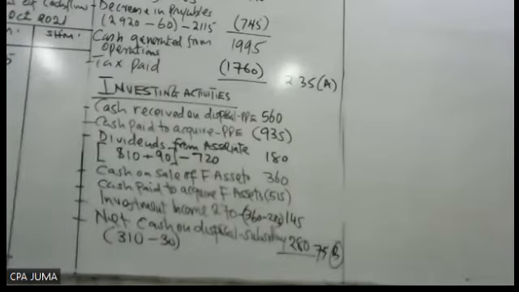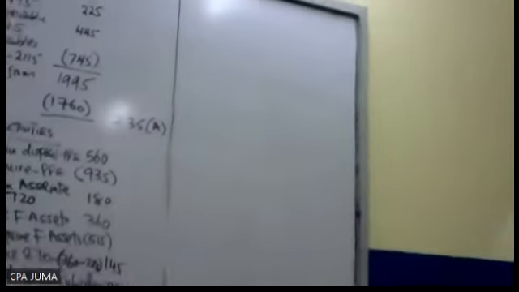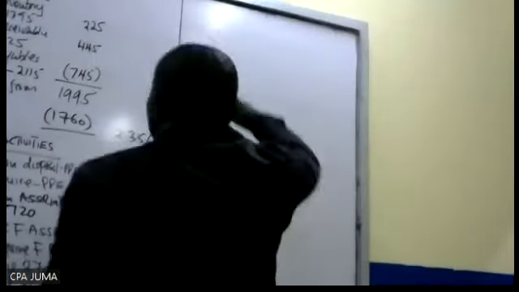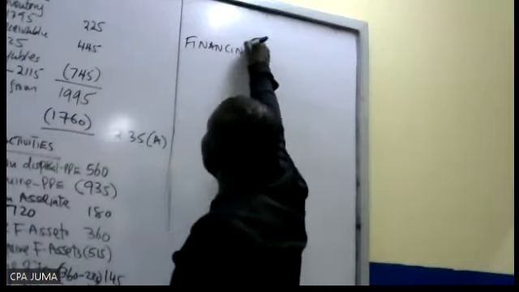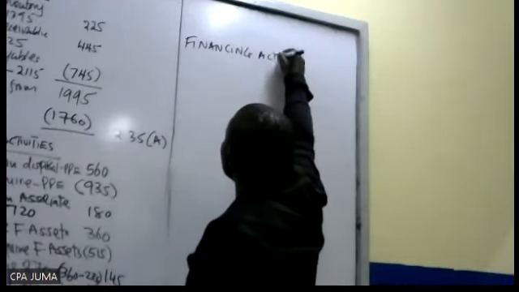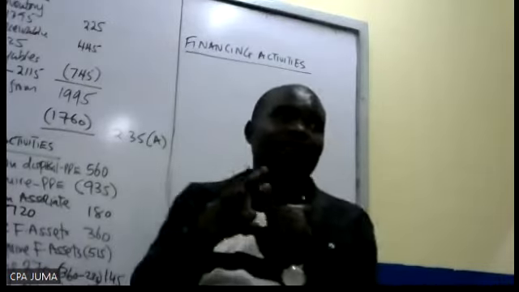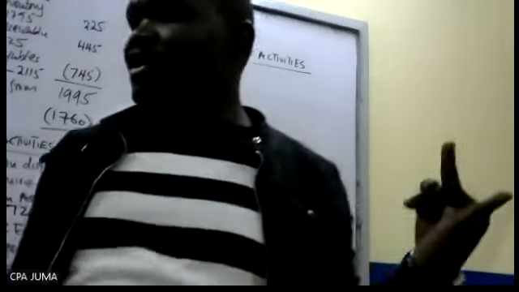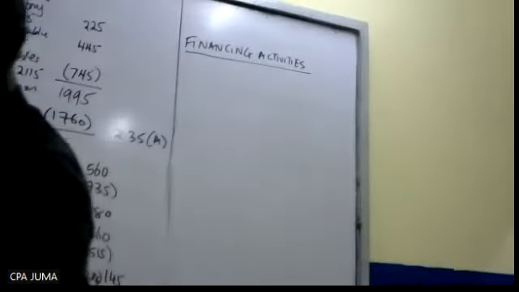Good. Let's go to financing. Maybe we can finish this thing. Financing, we want to finance now. Financing activities. What you do for me, go to your notes and format. Check those two things. You'll be able to see what goes under that.